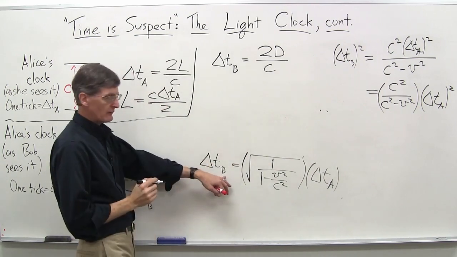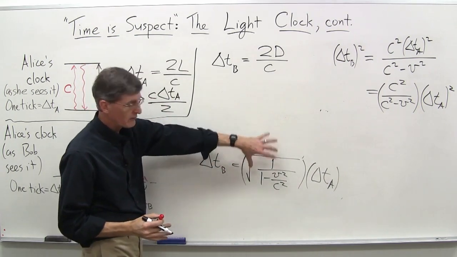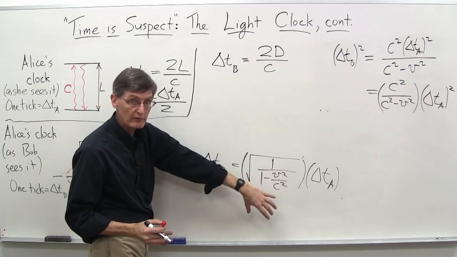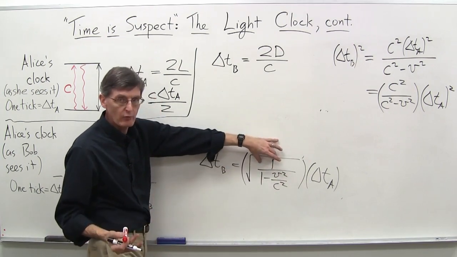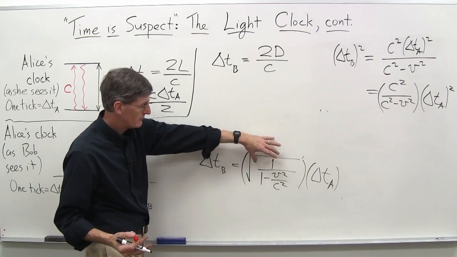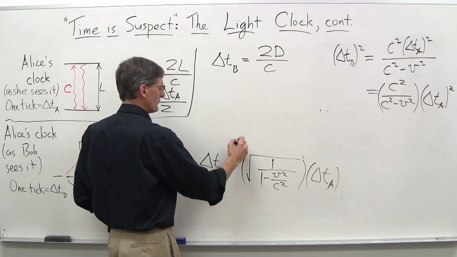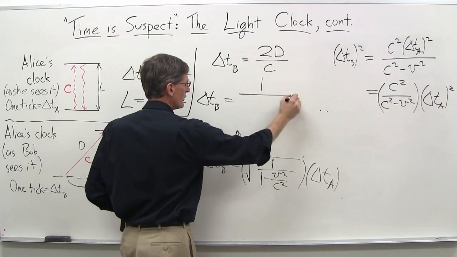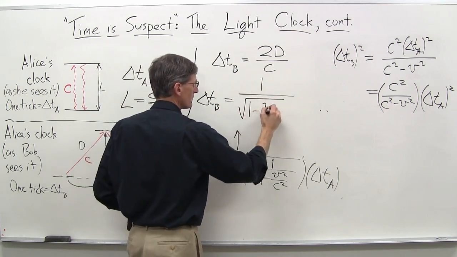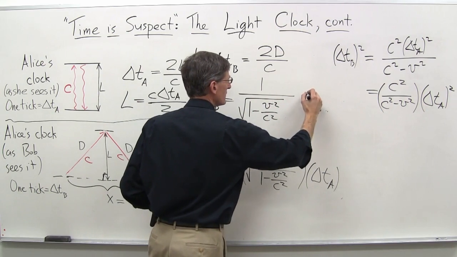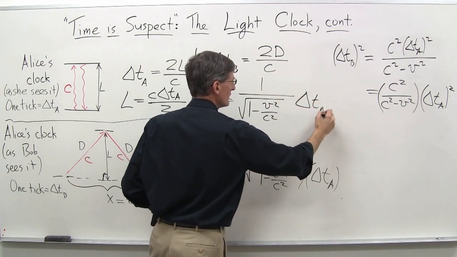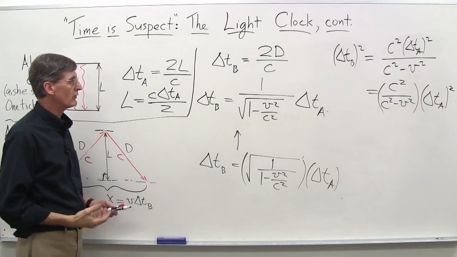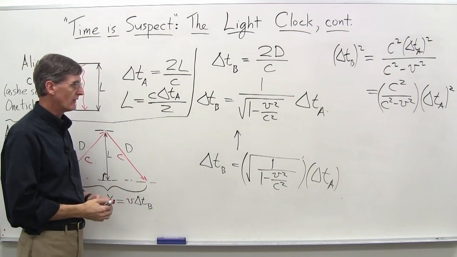And rewrite it slightly more, because you may remember if I've got the square root of a fraction, the numerator over the denominator, that's the same as the square root of the numerator divided by the square root of the denominator, and the square root of 1 is just 1, again everything being positive here. So we can rewrite this as delta TB equals 1 over the square root of 1 minus v squared over c squared times delta TA. And that is our final result for our quantitative analysis of the light clock.